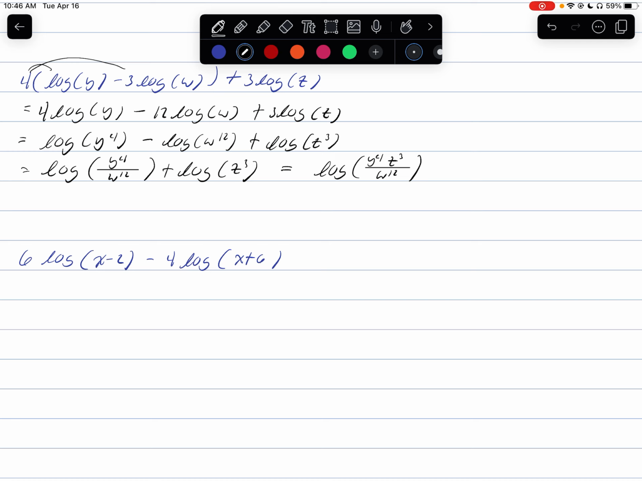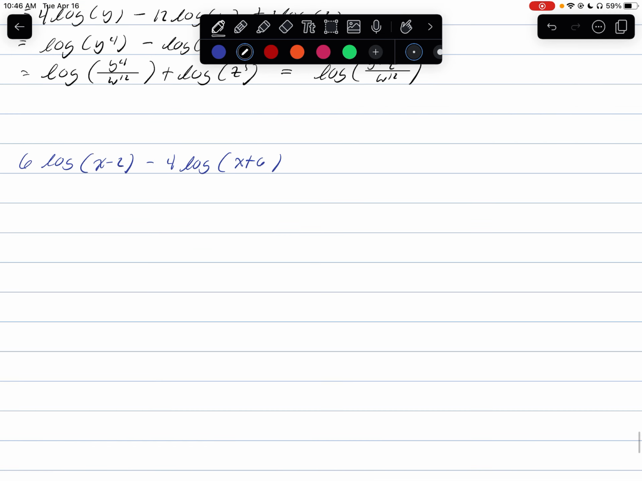Now let's look at 6 times log of x minus 2 minus 4 log of x plus 6. Okay, so don't let the fact that there is an expression inside of these logs scare you too much. All of the same basic rules are going to apply. So let's go ahead and deal with our power rule first. So we can rewrite this first term as log of x minus 2 to the 6th. And the second one we can write as log of x plus 6 to the 4th.